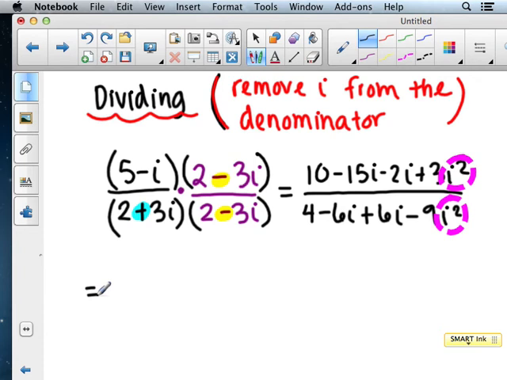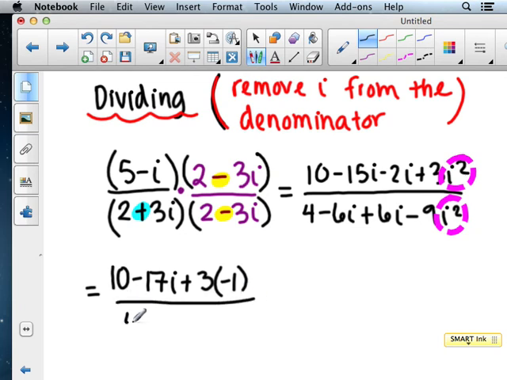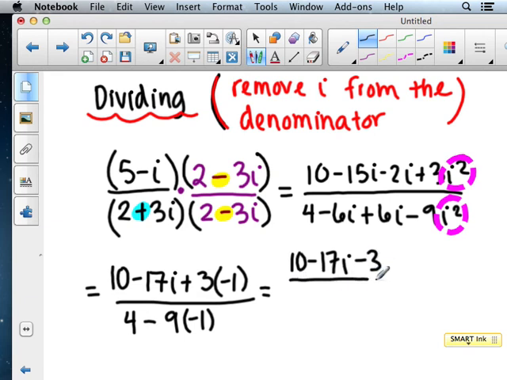i squared equals -1. So we're going to combine our like terms, and I get 10 minus 17i plus 3 times, instead of 3 times i squared, I have 3 times -1, all over 4. Notice the minus 6i and the plus 6i cancel. That's the whole point in doing the conjugate, so that we can get the i out of the denominator. And then minus 9 times, instead of i squared, we've got 9 times -1. And I'm almost done. So 10 minus 17i minus 3 over 4 plus 9.